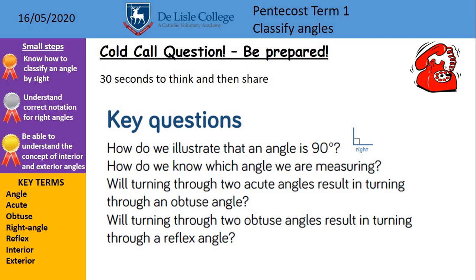Last one though, will turning through 2 obtuse angles result in turning through a reflex? If we think of obtuse, that is between 90 and 180. Will that result in turning through a reflex? The answer to that one is always. If you pick the smallest obtuse angle you could go for, 91 degrees, if you had 2 of those, add them together, that's 182 degrees. We're now into the realms of a reflex angle, as that is greater than 180. If you went the other end, you had an obtuse angle at 179 degrees, and you had 2 of those, they together would make 358 degrees. Again, that is still a reflex angle, greater than 180 degrees.